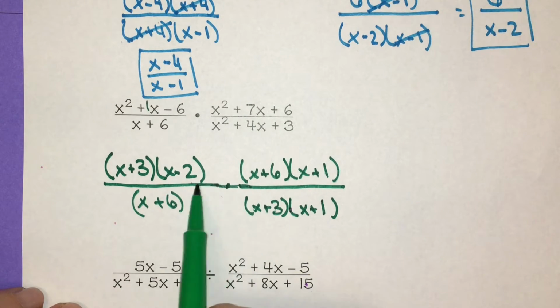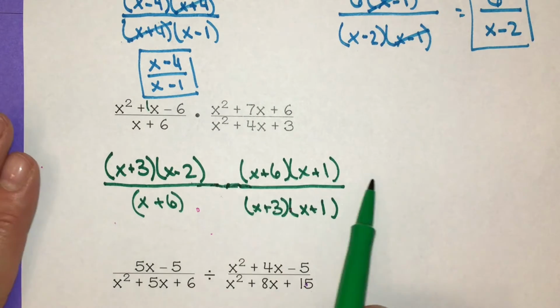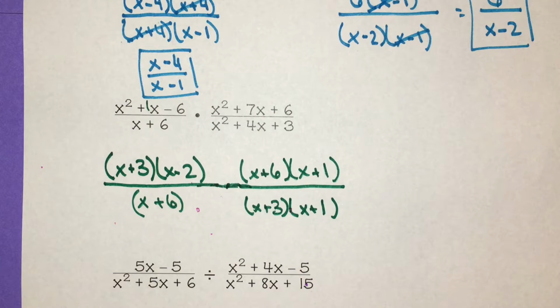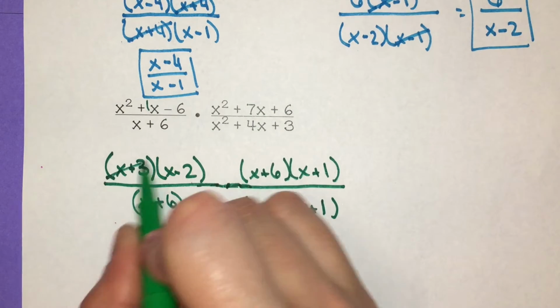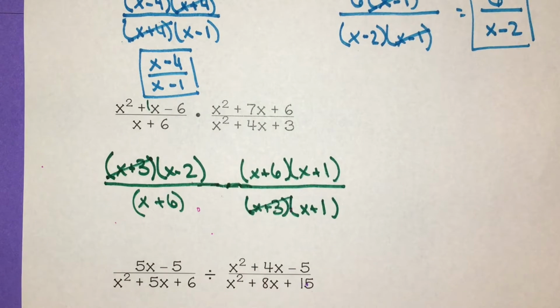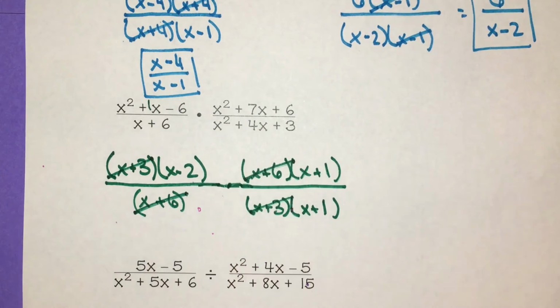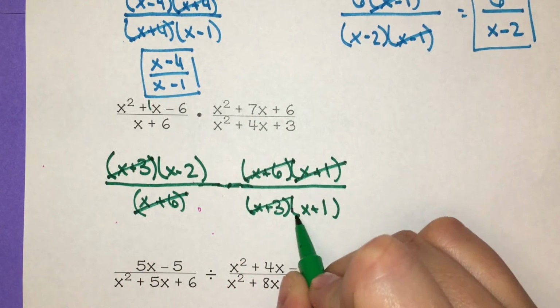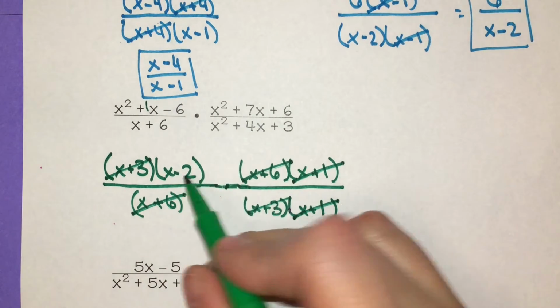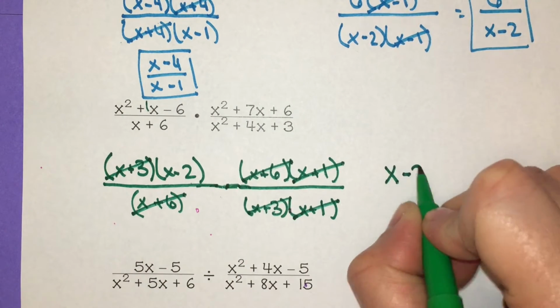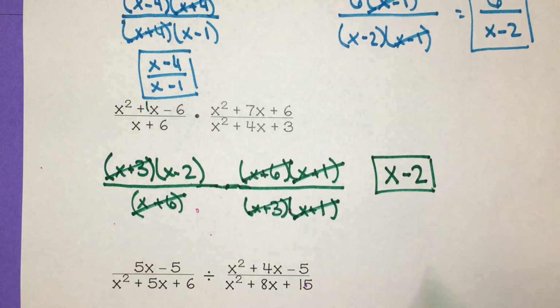All right, now I can just treat this as everything's multiplied together on top, everything's multiplied together on bottom. Right, I have an x plus 3 over x plus 3. Can't get rid of this one. I have an x plus 6 over x plus 6, x plus 1 over x plus 1. Leaves me with x minus 2 as an answer.